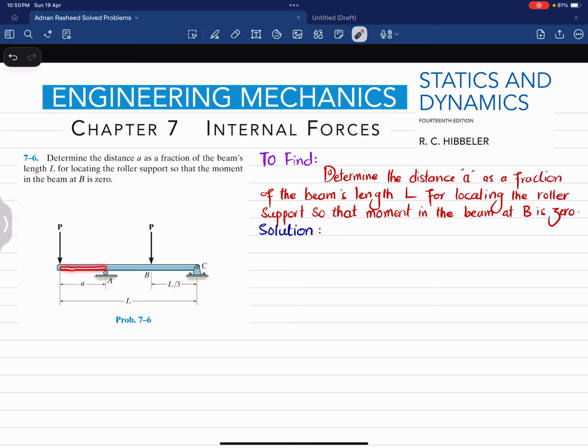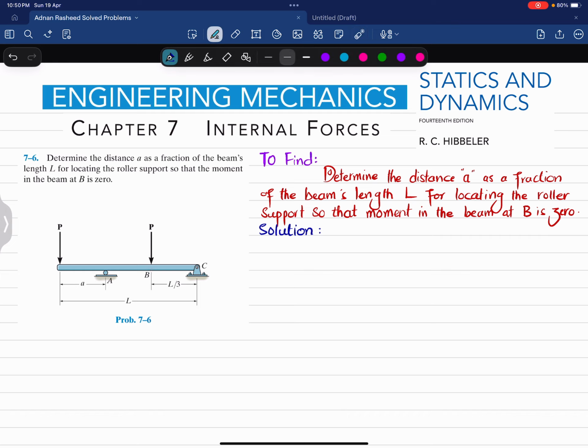So this is an overhanging beam. Here we have a roller support at A and a pin support at C, and there are 2 point loads, one at the end and the other at point B. Clear? We have been asked to find this distance A as a fraction of the beam length, to locate this roller support such that the moment at B is equal to 0. So let's start with the solution.